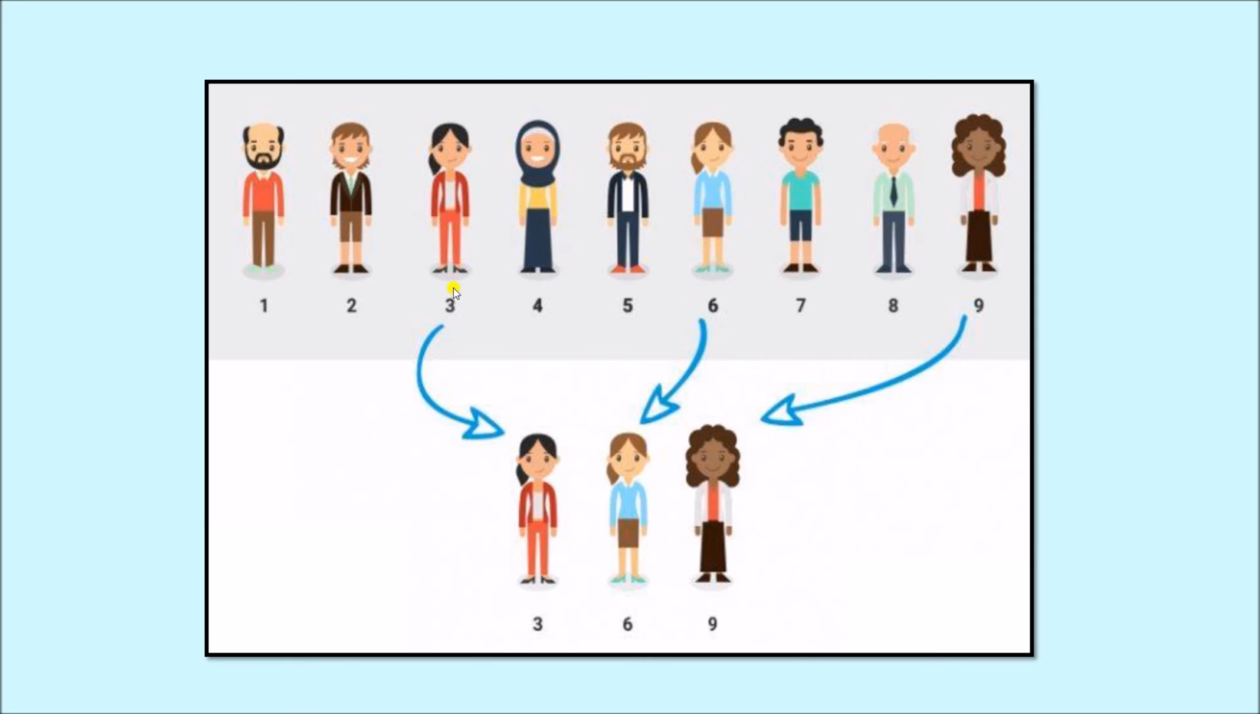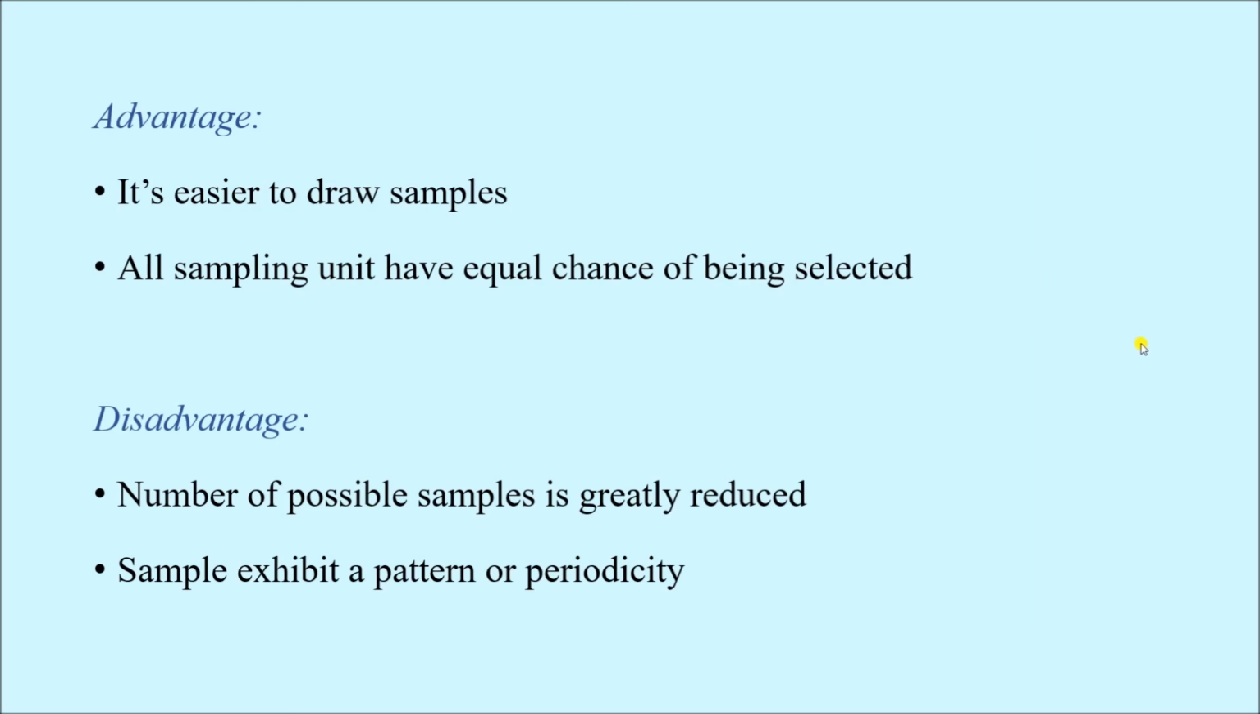Then we have to add the k to this number 3. K was 3, so 3 plus 3 is 6. So the 6th person is our second sample. And then we again add the k value, that is 3, to the number 6. So 6 plus 3 is 9. So the 9th person is my third sample. So like this, from this given list of population, we have number 3, number 6, and number 9 as our sample. So that is how we select a sample of 3 people from a population of 9 people.